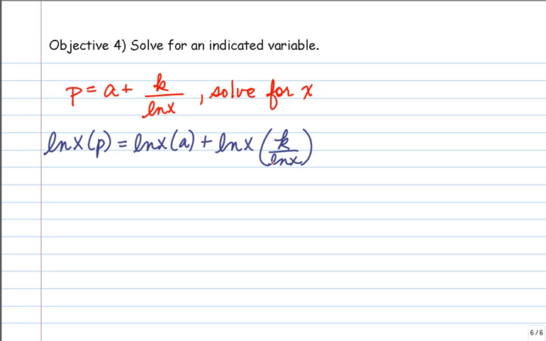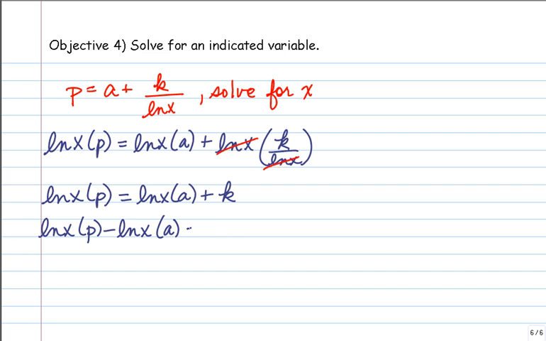So our resulting equation, we know the natural log of x would divide out there. So we would have natural log of x times p is equal to the natural log of x times a plus k. So we want to get the terms for the natural log of x on one side. So we can subtract the natural log of x times a. And now we can factor out the natural log of x to have this as natural log of x times p minus a is equal to k. And then we can divide both sides by p minus a to get natural log of x is equal to k over p minus a.